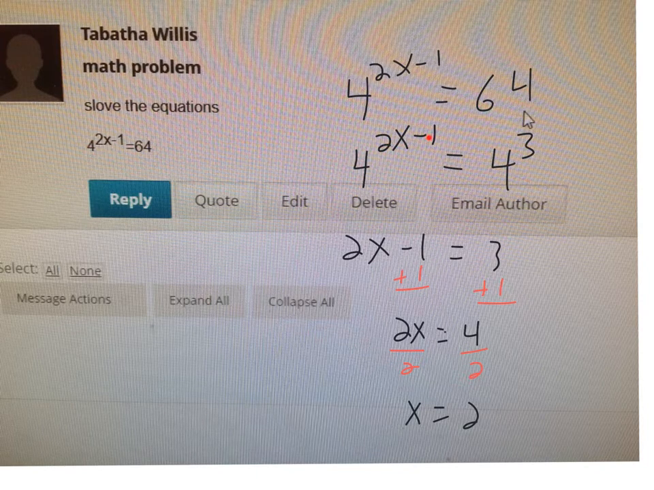So 2x minus 1 equals 3. Then you add 1 to each side, so that gives you 2x equals 4. You divide both sides by 2, and we get the answer x equals 2.